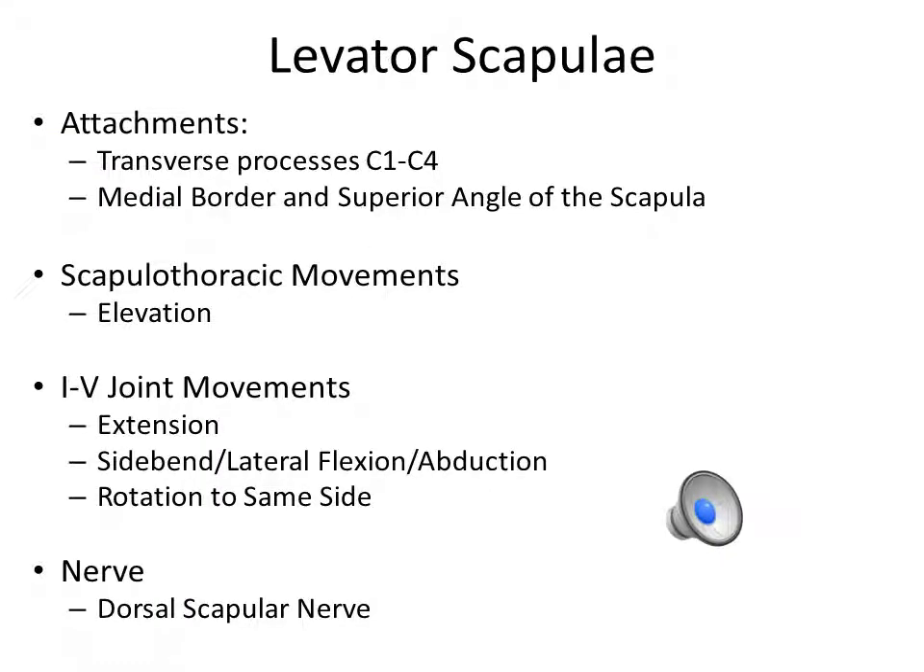Levator scapulae. The attachments of levator scapulae are the transverse processes of C1 through C4 and the medial border and superior angle of the scapula. The levator scapulae has movement at both the scapular-thoracic interface and the intervertebral joints of the cervical spine. At the scapular-thoracic interface, levator scapulae performs elevation, whereas at the intervertebral joints of the cervical spine, it produces cervical extension with bilateral contraction, side bending, and rotation to the same side with unilateral contraction. The innervation of the levator scapulae is the dorsal scapular nerve.